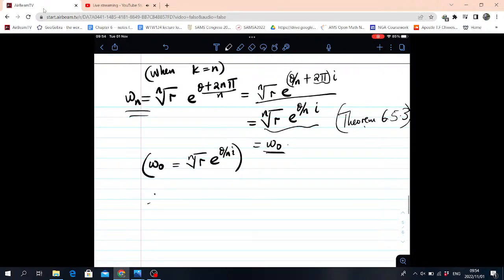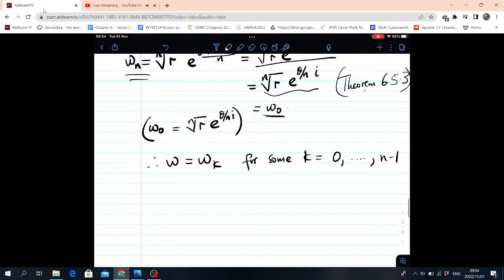So in other words, w is going to be equal to w k for some k that is between 0 and n minus 1. And that is the end of that proof.